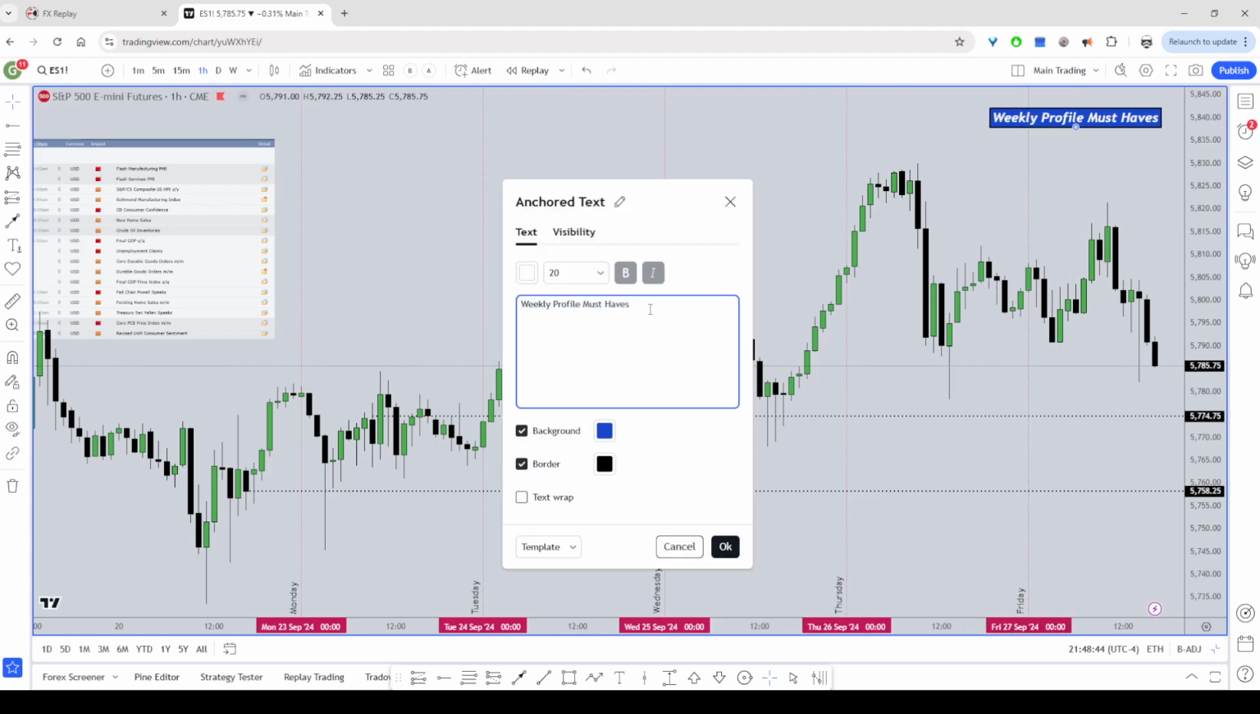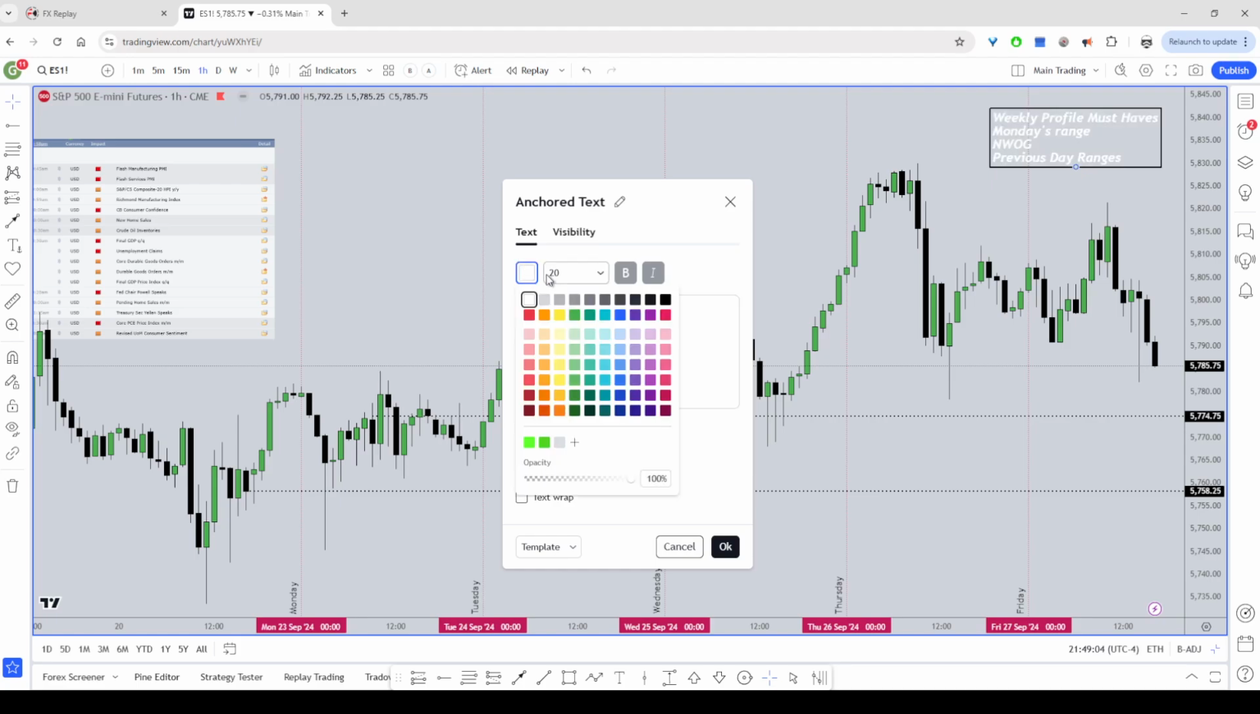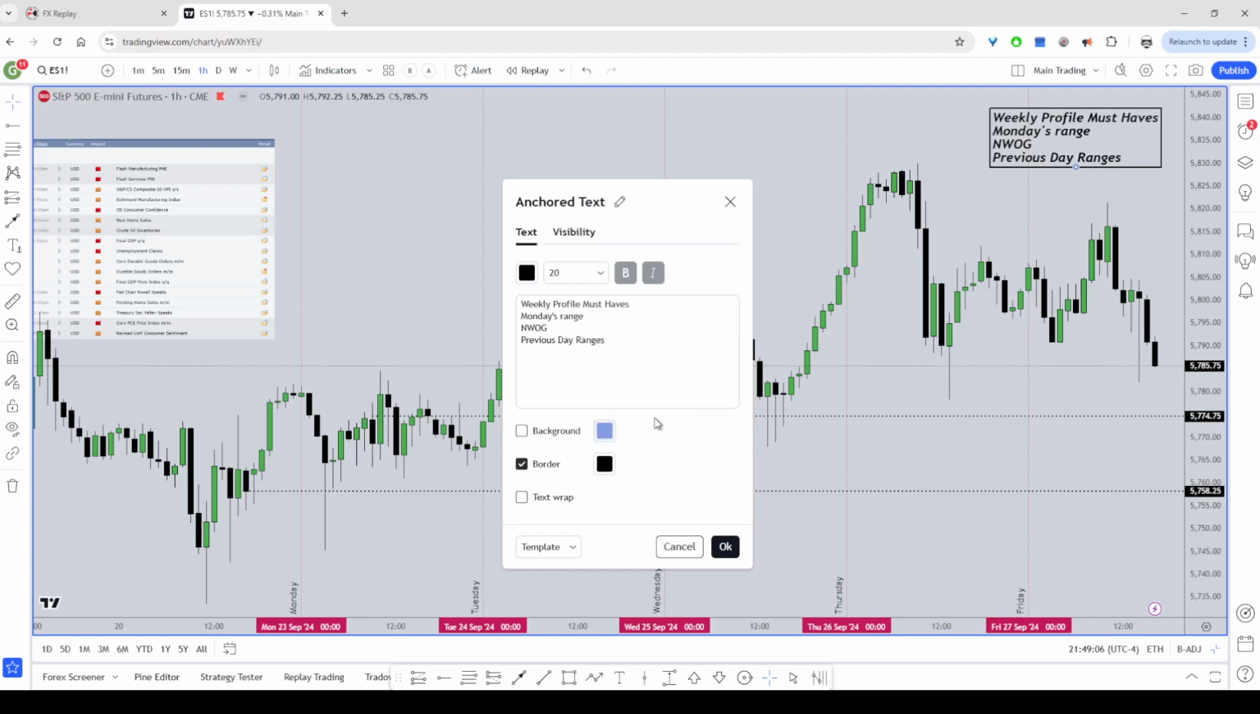We have to have Monday's range. We need the new week opening gap. And we need to have previous day ranges. So let's track that out. Yeah, this looks good.